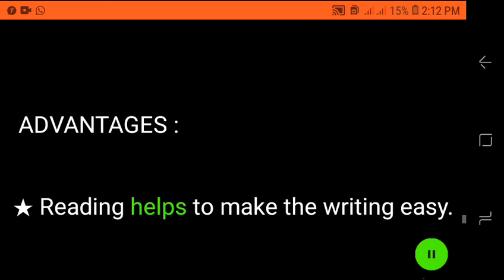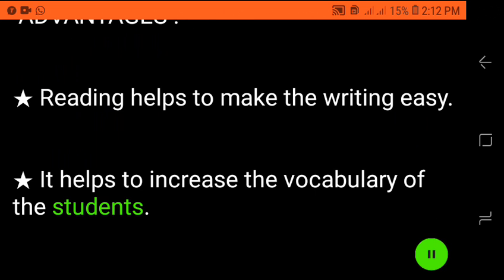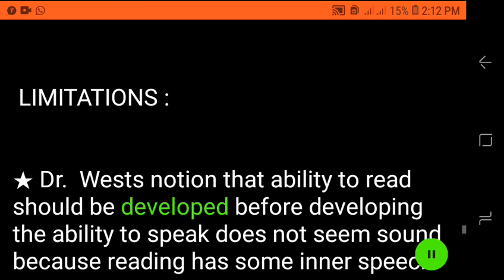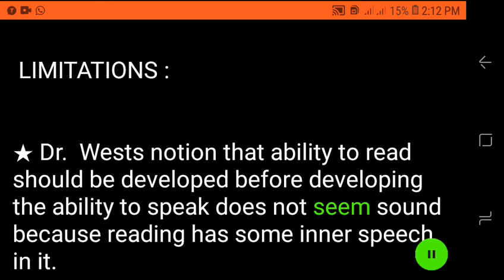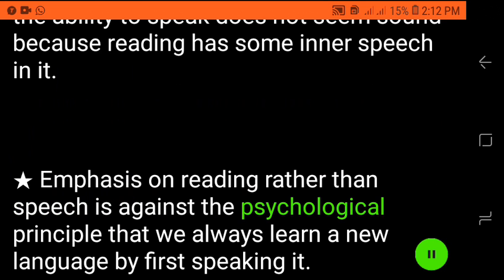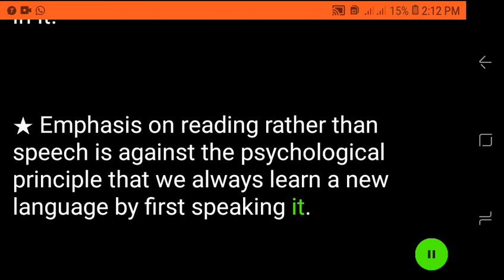Advantages. Reading helps to make the writing easy. It helps to increase the vocabulary of the students. This method is economical in terms of time and money. Limitations. West's notion that ability to read should be developed before developing the ability to speak does not seem sound because reading has some inner speech in it. Emphasis on reading rather than speech is against the psychological principle that we always learn a new language by first speaking it.